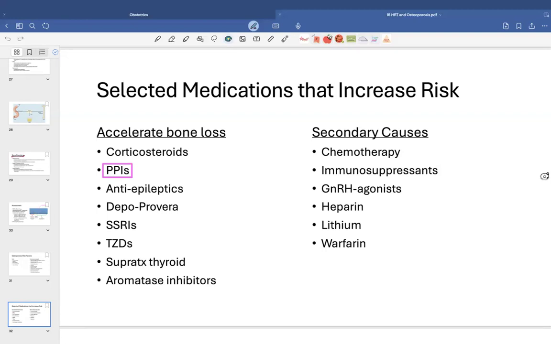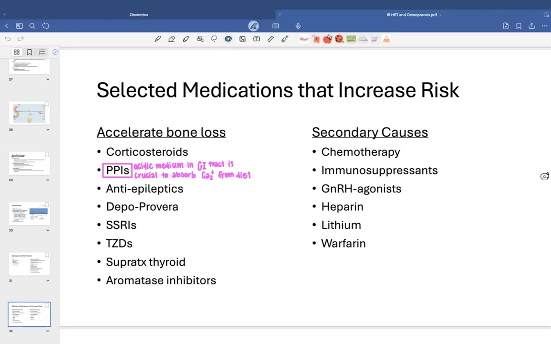Anti-epileptics interfere with vitamin D metabolism, so it's not unusual to see patients in long-term treatment with Tegretol, Dilantin, develop osteoporosis, especially if they are wheelchair bound and they don't have big bones. And there are some other causes like chemotherapy, heparin, that are also implicated.